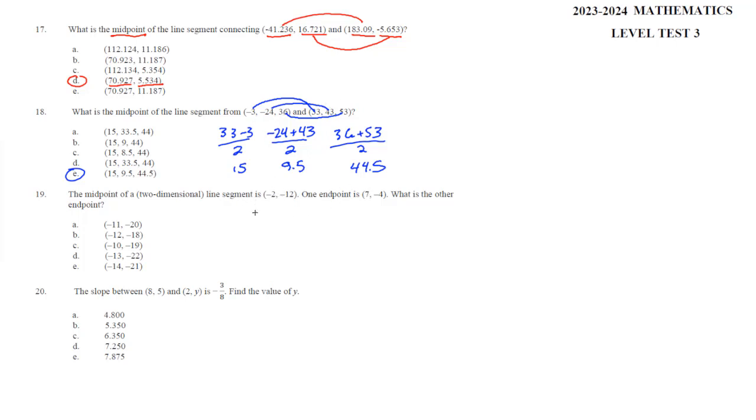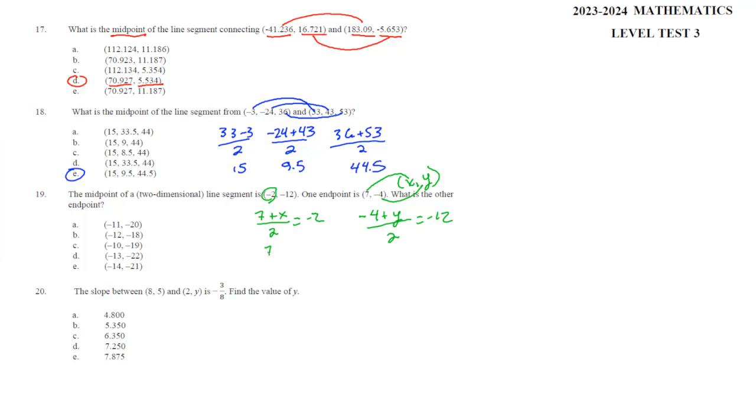So the endpoint is here. So we have (7 plus x) all over 2 is negative 2, so that'll give us our x point. And (negative 4 plus y) over 2 will give us negative 12. Again, we're taking this x, y point, making that up, and saying let's average these two and get negative 2, and average these two to get negative 12.